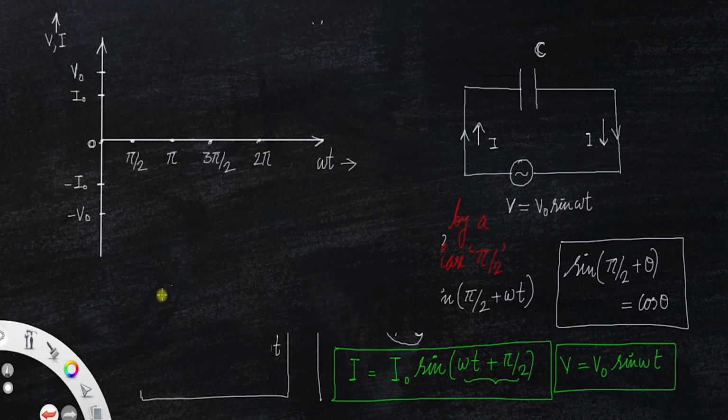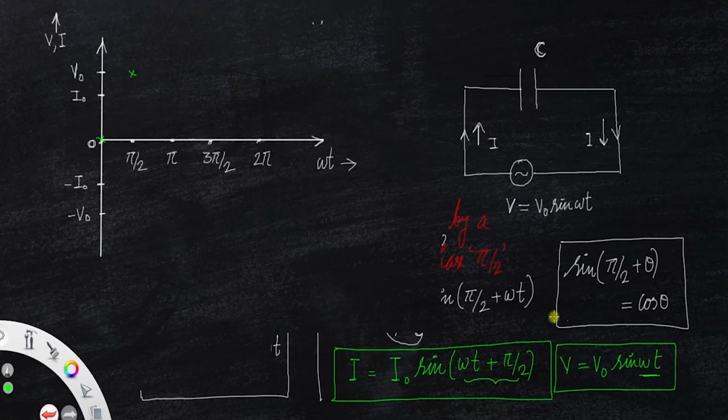Let's draw the graph of voltage first. So we have V equal to V0 sine omega t. When omega t is 0, voltage is also 0. When omega t is equal to pi by 2, sine pi by 2 is 1, so V equals V0. So when omega t equals pi by 2, V equals V0.